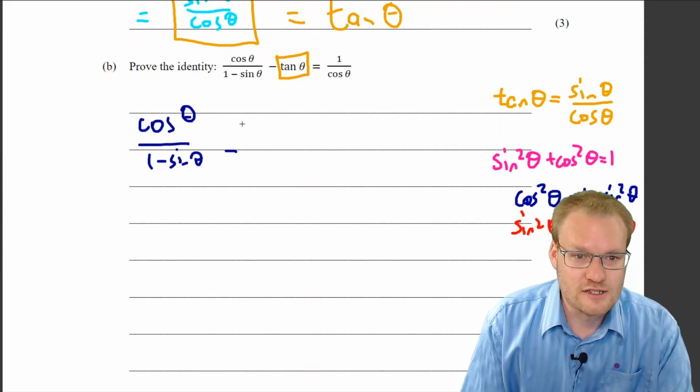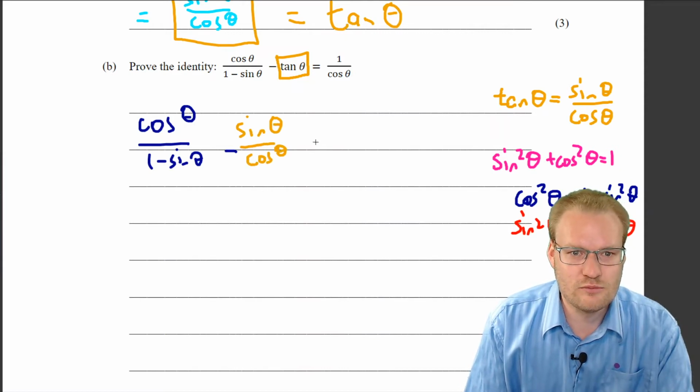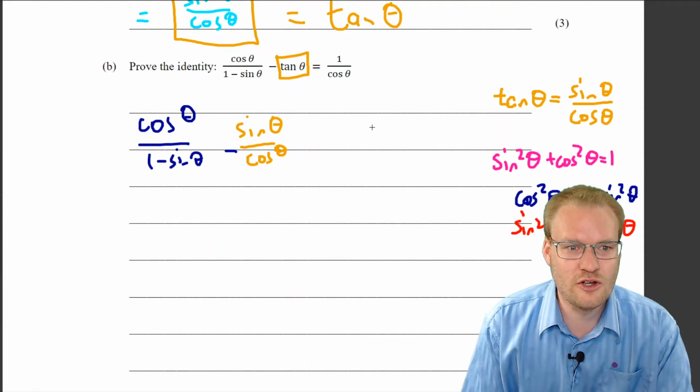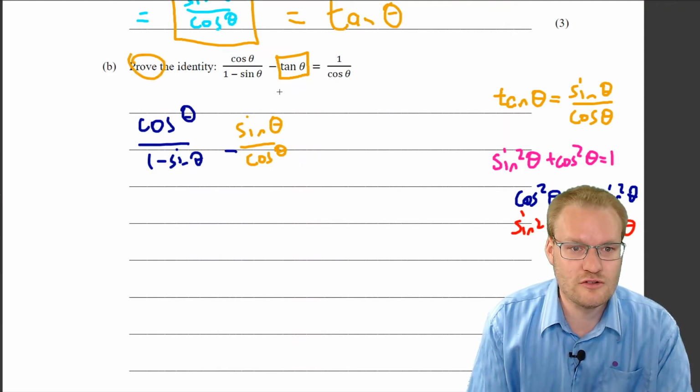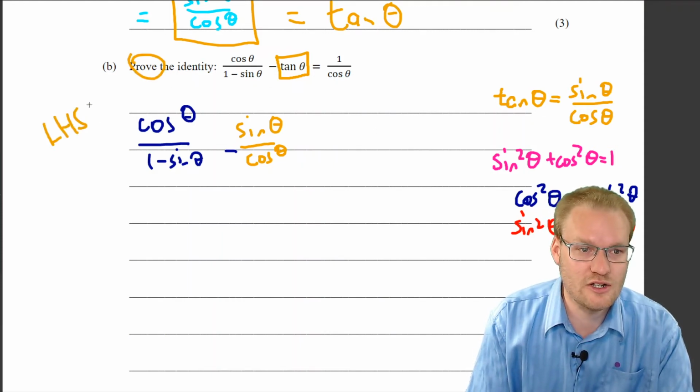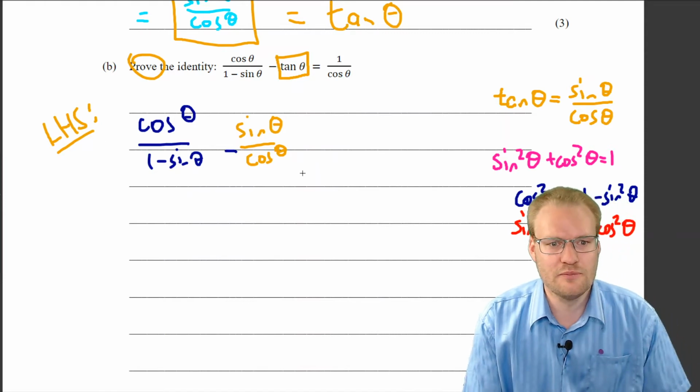Let's actually do that. I do like doing these in these colors. So sine theta over cos theta. Remember, it's not equal to 1 over cos theta, because we don't know that. That's what we're trying to prove. So we're just saying, let's look at our left-hand side and go from there.